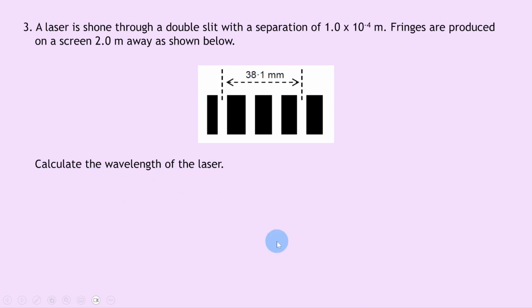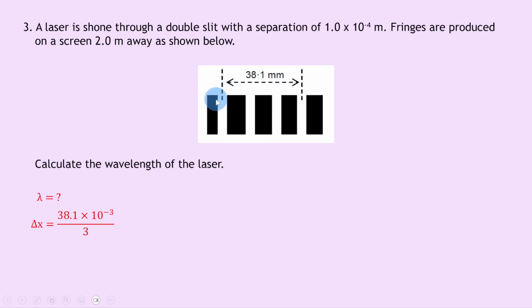Well, writing down what we know from the question, we're trying to find the wavelength lambda. The fringe separation delta x is not just going to be given by this 38.1 millimeters, because remember we want the distance between two adjacent fringes, not the distance from this point to this point. So what we need to do here, remember, is not just count the number of fringes, but count the number of gaps between the fringes.